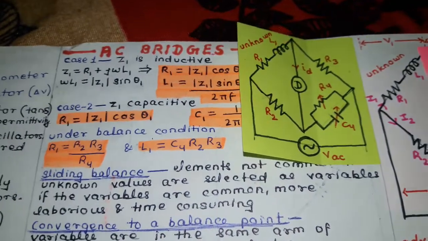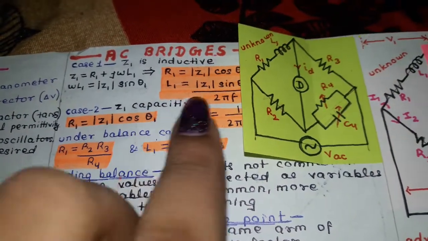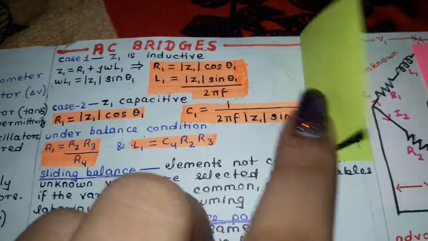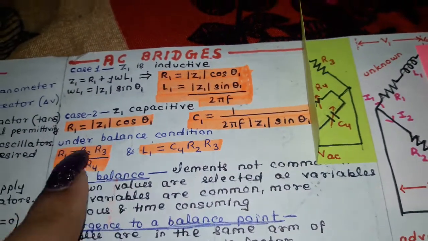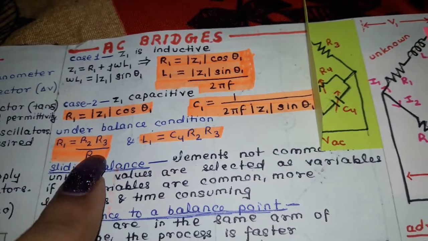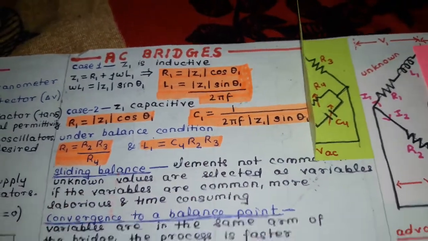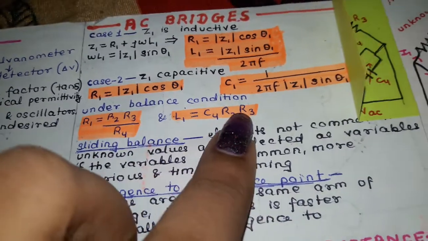Case 2: if your impedance is capacitive in nature, then you have this particular formula or this particular formula, an RC combination. Under balanced condition, these are the two conditions you need to keep in mind. Under balanced condition, so is the case.